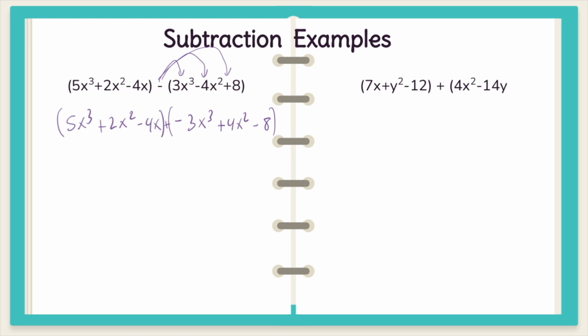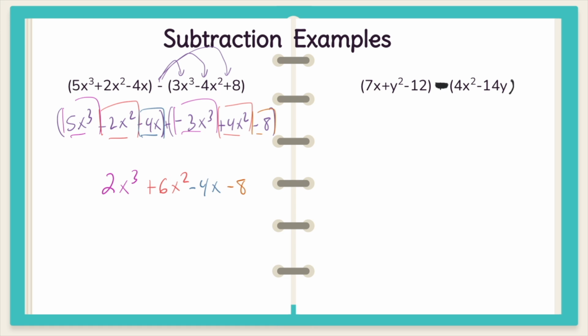So now that we've distributed the negative, we can combine our like terms. We've got a 5x to the third and a negative 3x to the third. When we combine those, we're going to get 2x to the third. Then we've got a positive 2x squared and a positive 4x squared. That's going to give us 6x squared. And then we've got a negative 4x all by itself, so it's just going to stay negative 4x. And then negative 8 is going to stay by itself, and it's just going to be the constant at the end. And again, I've written everything in standard form.